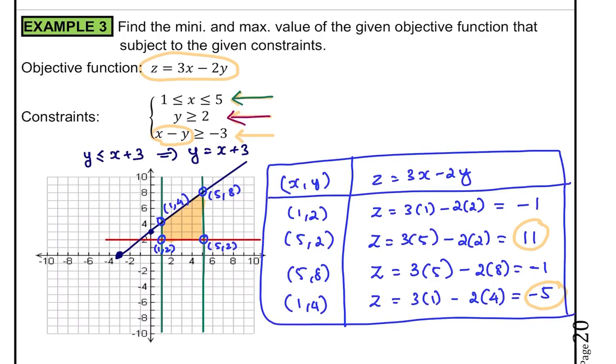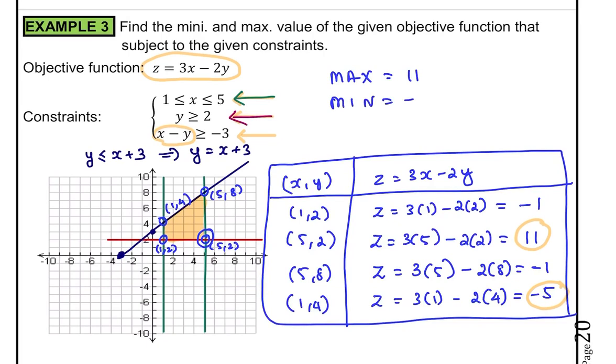So we can say for this function, the maximum is equal to 11. That happens at 5, comma 2, this one. And the minimum is -5, which happens at this particular point right there. So that's how we would solve these kind of problems.